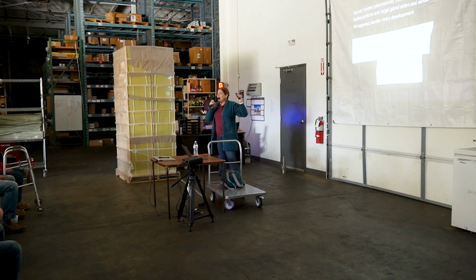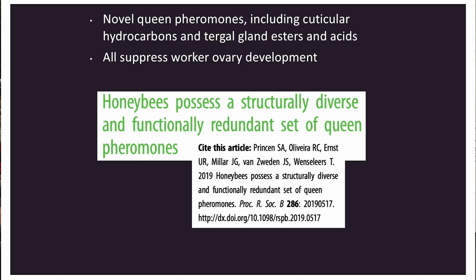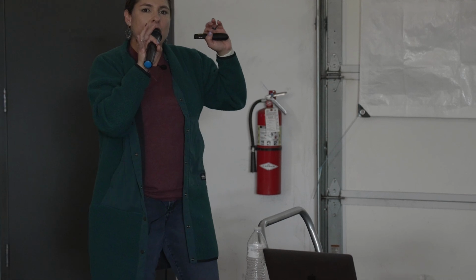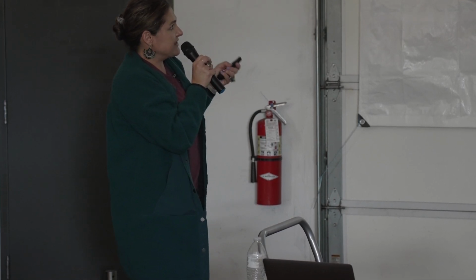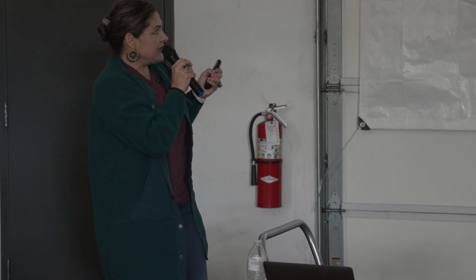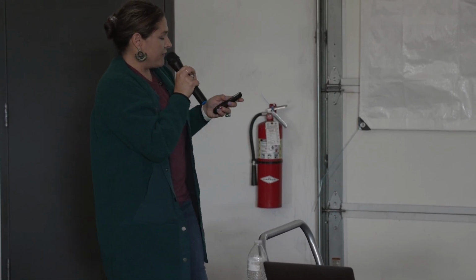Something really cool that happened a couple of years ago was this paper that came out of a lab in Belgium that looked at queen mandibular pheromone and queen-produced chemicals and how it acts to inhibit worker ovary activation, because we had known about the worker ovary activation stuff for a long time in terms of QMP. But as the title says, honeybees possess a structurally diverse and functionally redundant set of queen pheromones. This paper is actually free.